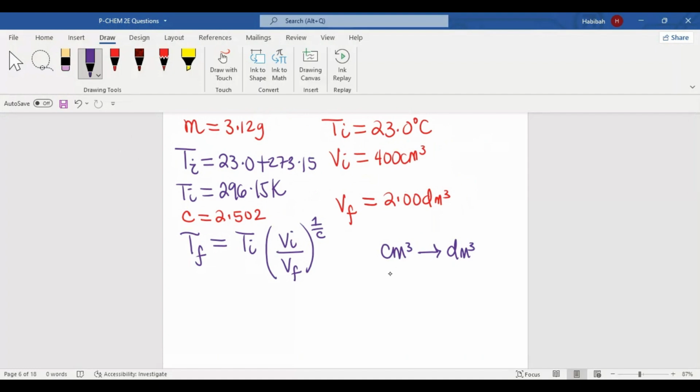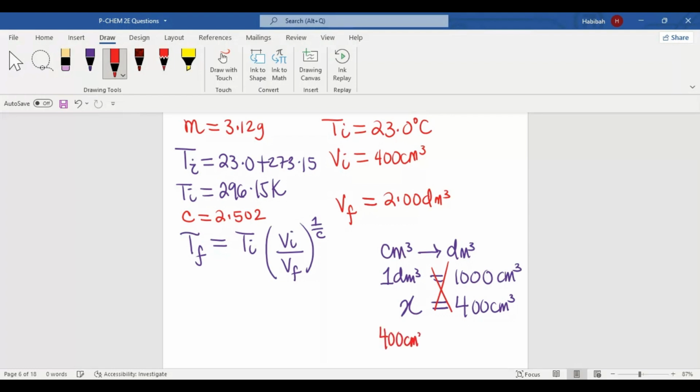So we have to remember, I apologize, 1 decimeter cubed is the same thing as 1,000 centimeter cubed. Hence, 400 centimeter cubed is going to give you what value? So I'm going to be using the proportionality method to calculate this. I'm going to use the unknown x for us to determine it. So we have 400 centimeter cube over x dm cube is equal to 1000 centimeter cube over 1 dm cube, right?